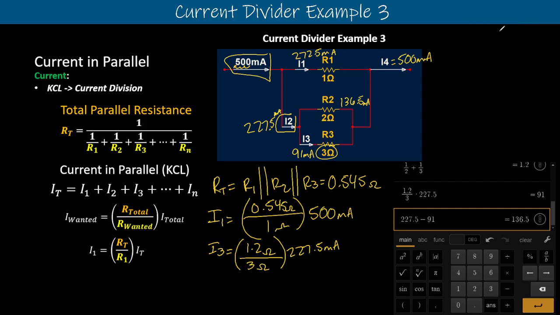And as we move on, we can double check this. We can say, well, those two currents, 91 and 136.5, should sum back together to equal our 227.5 milliamps. And when we add that back together with our I1 current, we'll see that that is also equal to 500 milliamps. Okay, let us know if you have any questions.